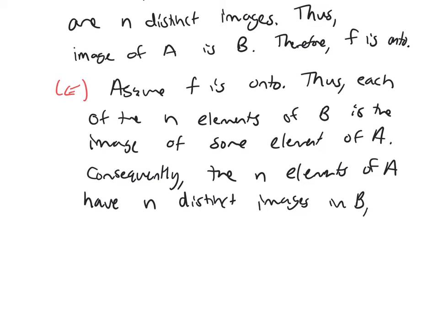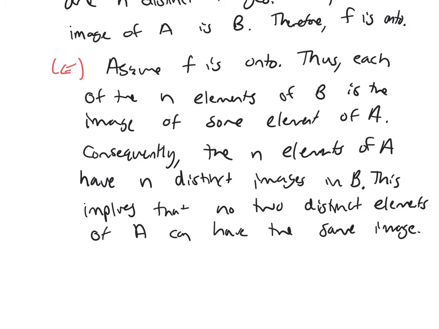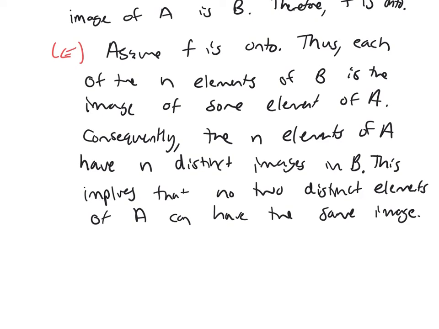So I'll say this implies that no two distinct elements of A can have the same image, because if they did, then there would be some element of B that wouldn't be the image of an element of A. So F is 1-to-1.